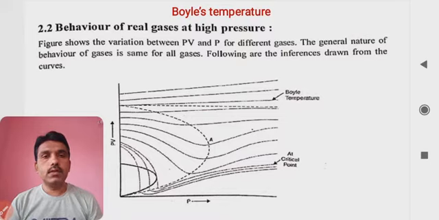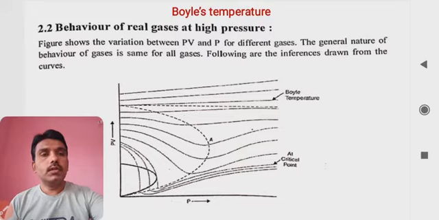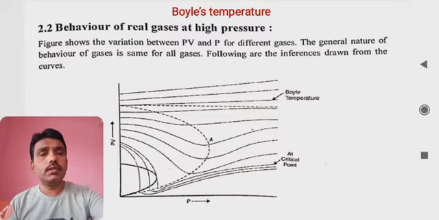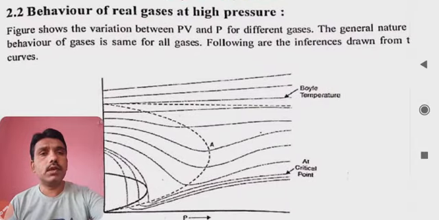We have already seen the result at low temperature and what happens at high temperature, how as the pressure increases, the pressure and volume product also increases. Let's see what happens exactly here in combination with Boyle's temperature. So here is the summary diagram for the different gases.